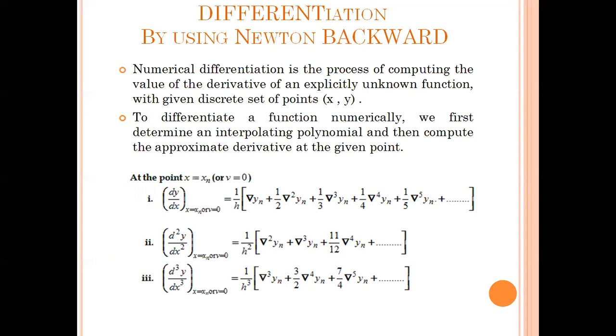And the second derivative d square y by dx square at x is equal to x naught is equal to 1 by h square into [del square yn plus del cube yn plus 11 by 12 del power 4 yn]. And the third derivative d cube y by dx cube is equal to 1 by h cube [del cube yn plus 3 by 2 del power 4 yn plus 7 by 4 del power 5 yn].